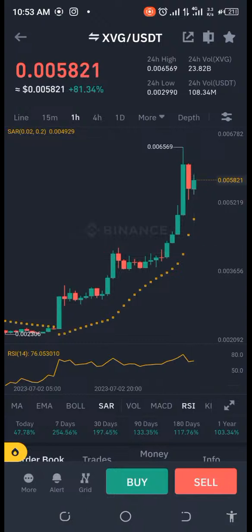I mean, when I tell you about patience, patience is key. Some trades could take like 30 minutes. Some could take like 9 days or even 10 days. Some could take hours, like 5 hours, 6 hours. So you cannot really tell how long it's going to take.